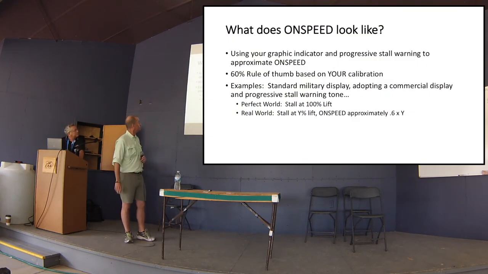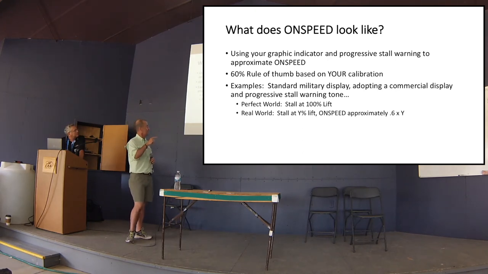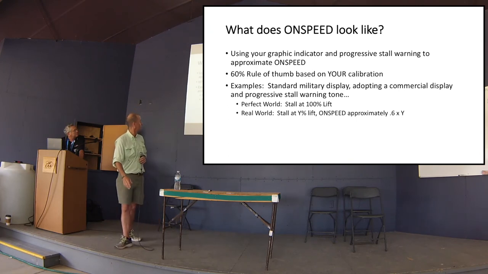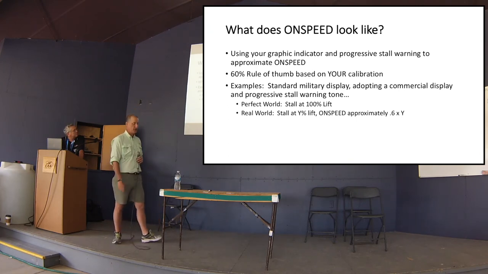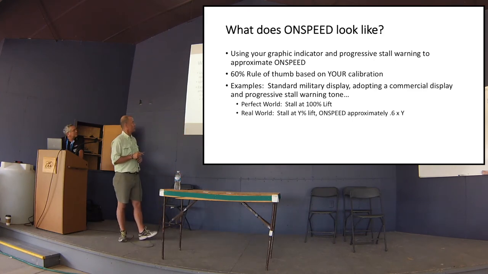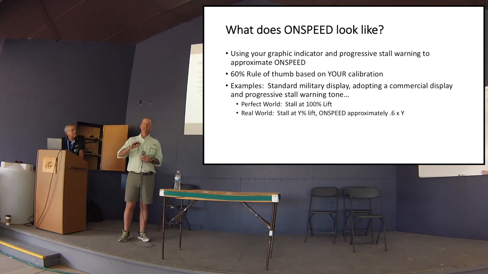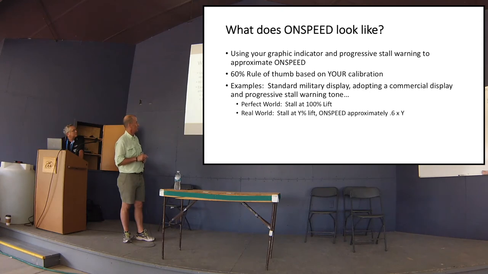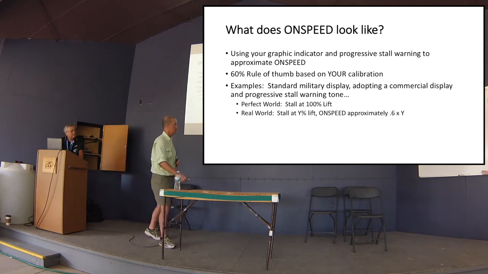All right. So what does on-speed look like? Well, this is just some different techniques you can use depending on what kind of system you have in your airplane. Okay? Like I said, in a perfect world, if your system has stall occurring at 100% lift, the 60% rule works like a champ. If it doesn't, some work required, but that's all this is. If you stall at 5% lift, just multiply Y by 0.6 and start looking for it there.